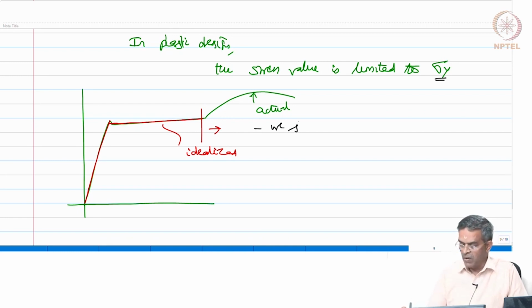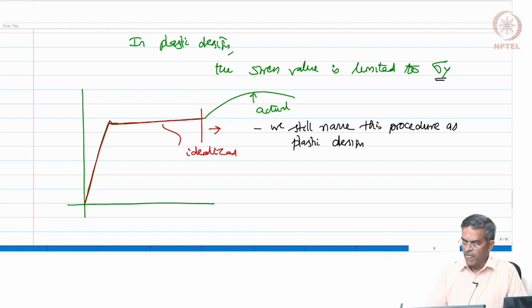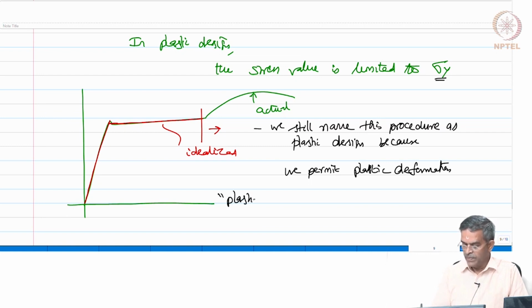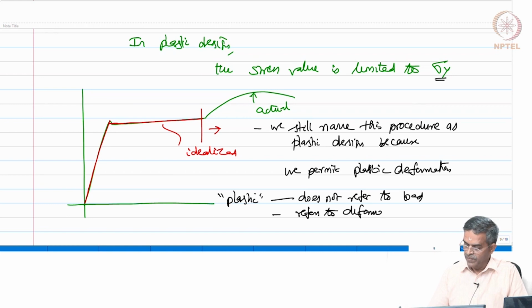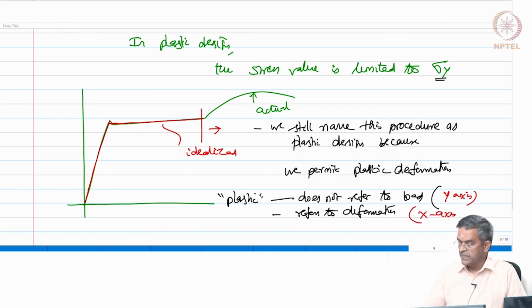Because we still name this procedure as plastic design, because we permit plastic deformation. So, the term plastic does not refer to load, it refers to deformation. To be very specific, it does not refer to the y axis, it refers to the x axis. So, in plastic design, the yield of the cross section is assumed to be idealistic, as we are going to see now. Okay.